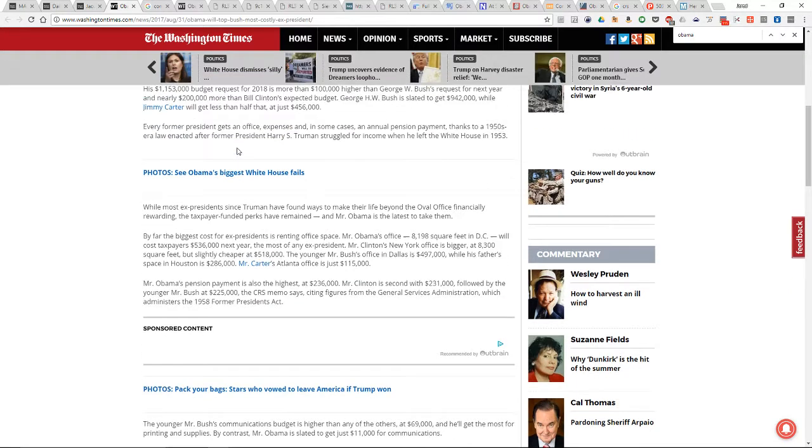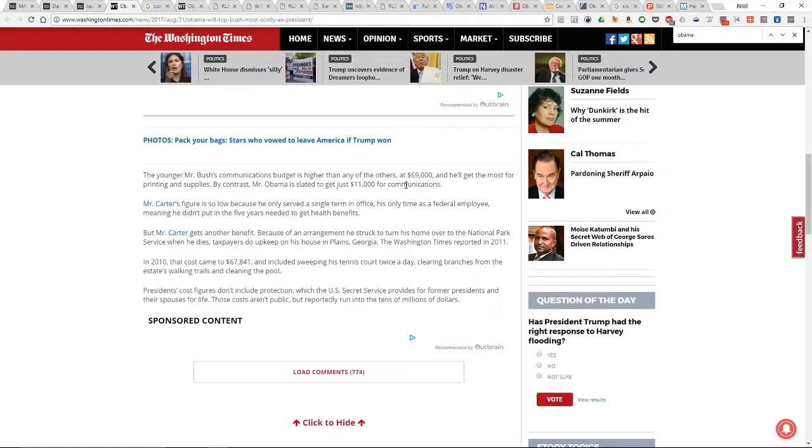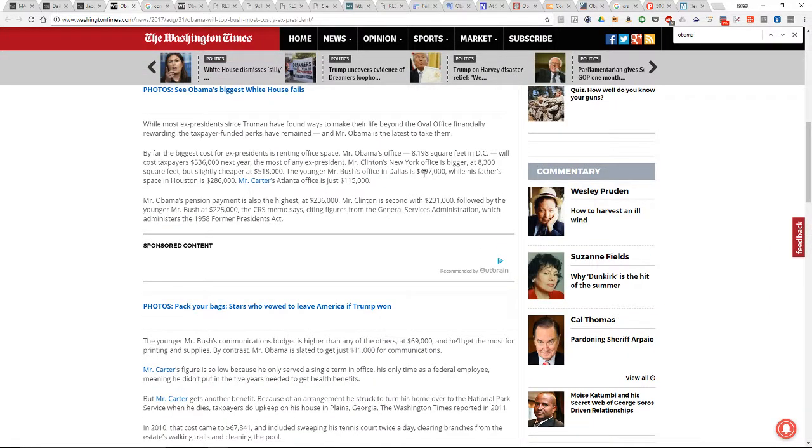The other thing is, if you actually dig into it, he requested a budget of 1.153 million. It's literally $100,000 higher than George W. Bush's request. So George W. Bush, you can see his office cost, according to them, $497,000 for Dallas, and Obama's office cost $536,000, which is $38,000 right there. So that's a good chunk of it. Washington, D.C. is one of the most expensive places to live in the U.S., although New York also seems like that'd be a massive place. Although it looks like they have his current one listed at 518, so his rent went up significantly.